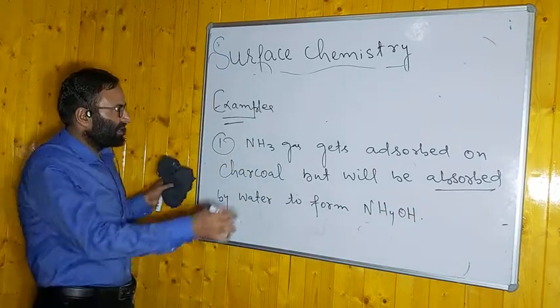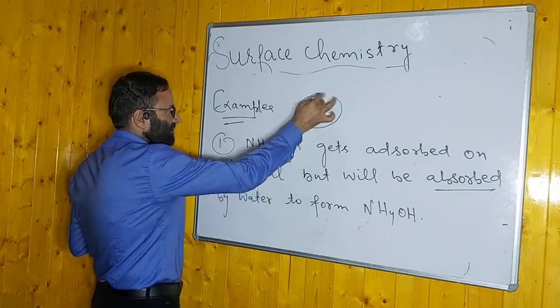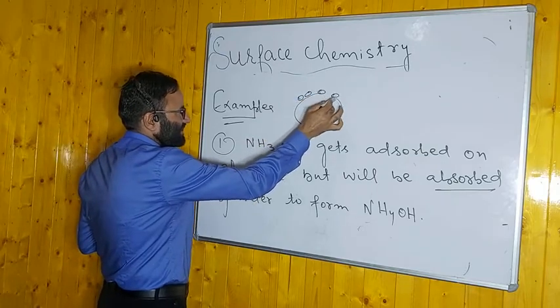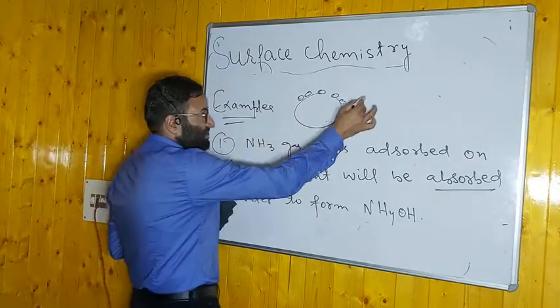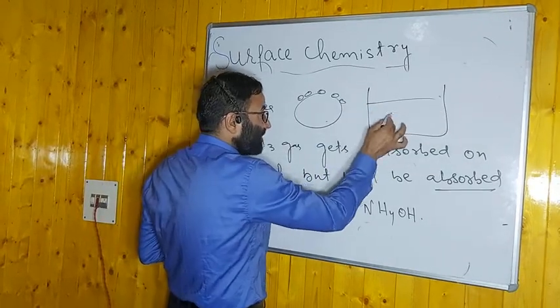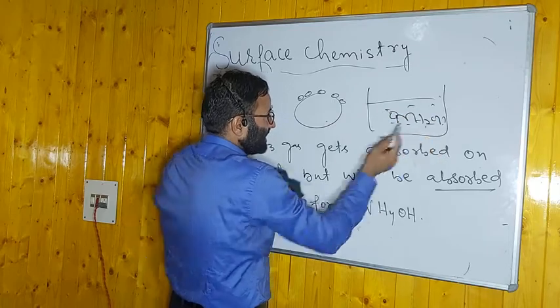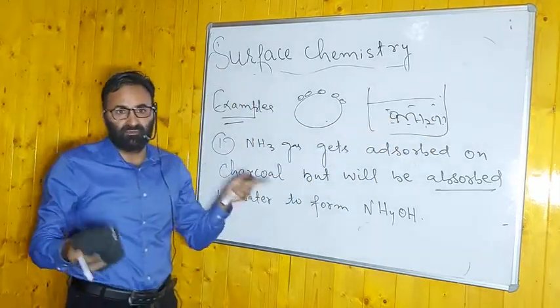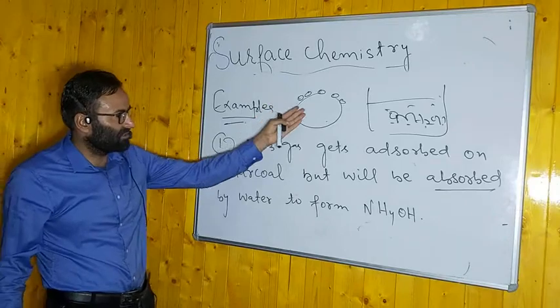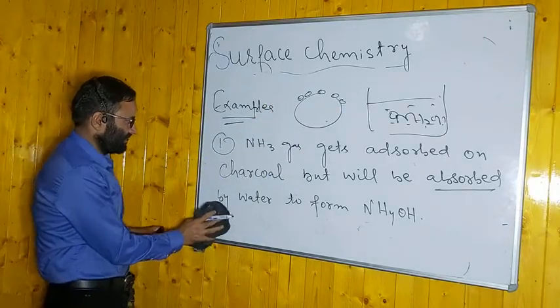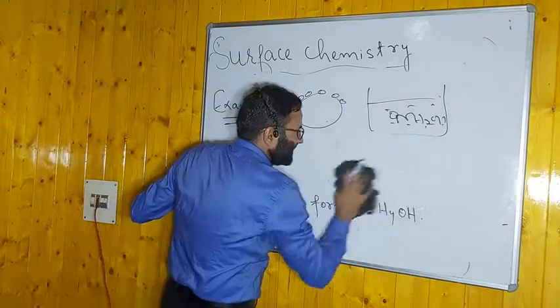If the ammonia gas comes in contact with the charcoal, it gets adsorbed. There is adsorption. But if it comes in contact with the water, it gets absorbed and it forms the ammonium hydroxide. It means in this case it will enter into the bulk and it will form ammonium hydroxide. It is adsorption, it is absorption. Remember this point. Similarly, I will mention the second example.